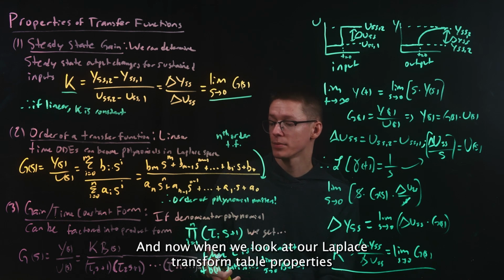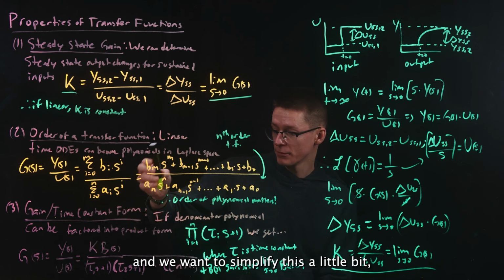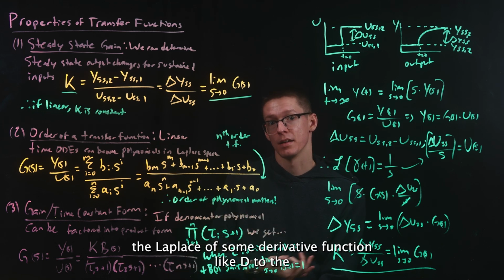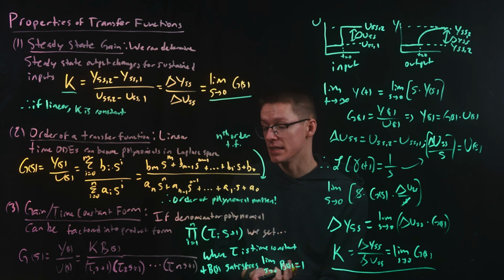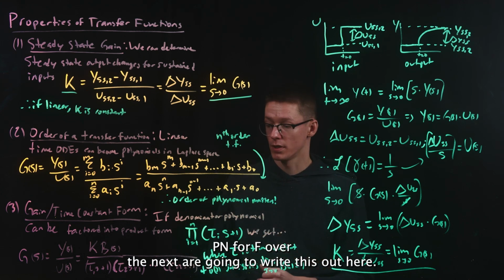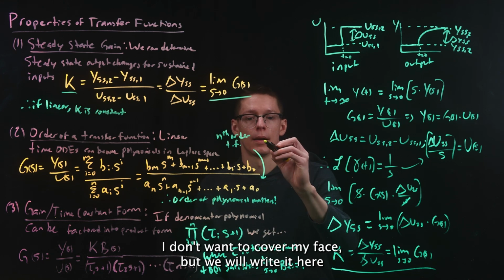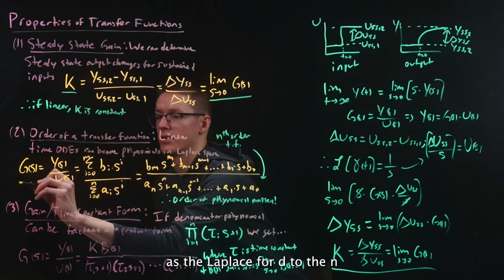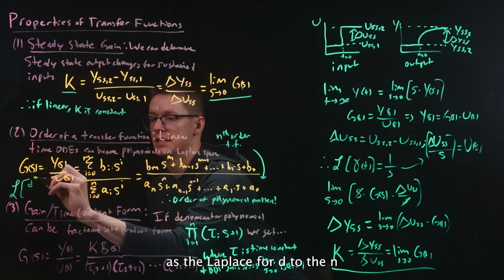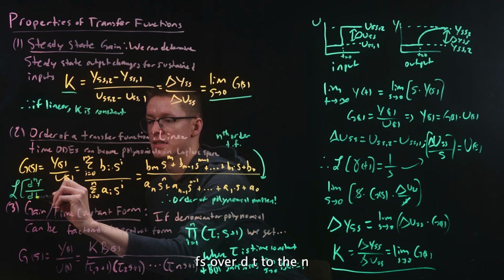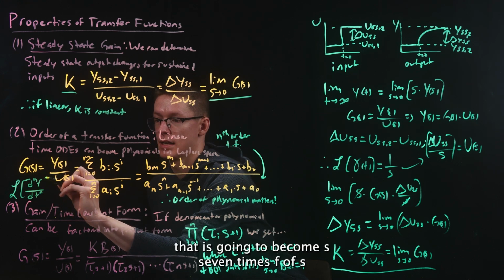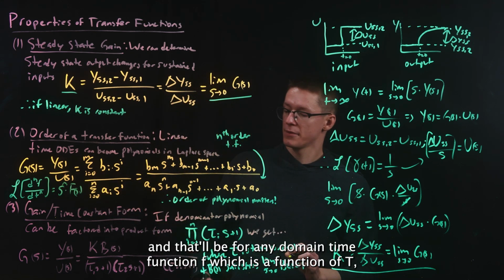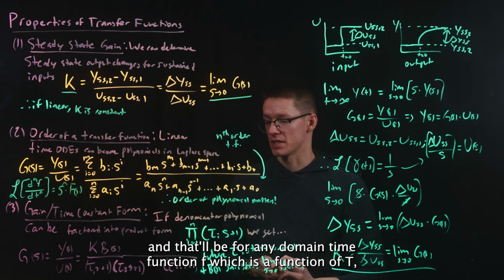Now when we look at our Laplace transform table properties and want to simplify this a little bit, we can notice that we have a lot of terms that are, for example, the Laplace of some derivative function. I'm going to write this out here. I don't want to cover my face, but we will write it as the Laplace of d^n f over dt^n. That is going to become s^n times F(s), for any time domain function f, which is a function of t.